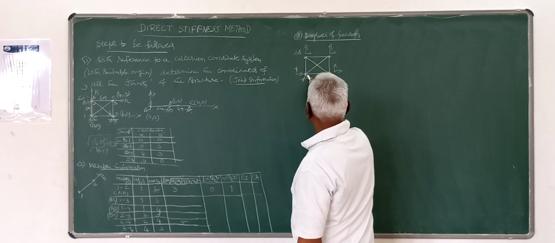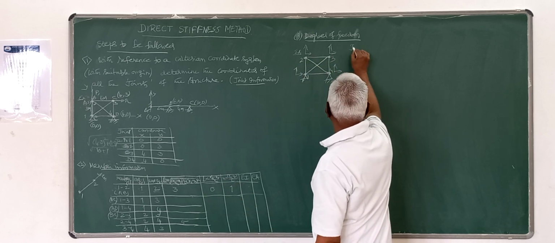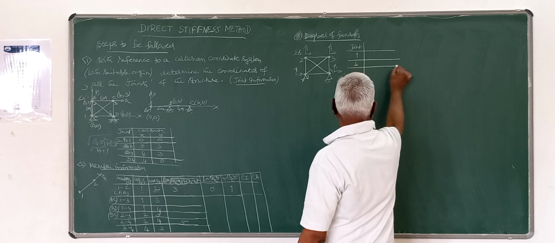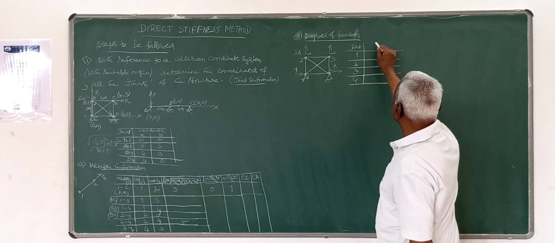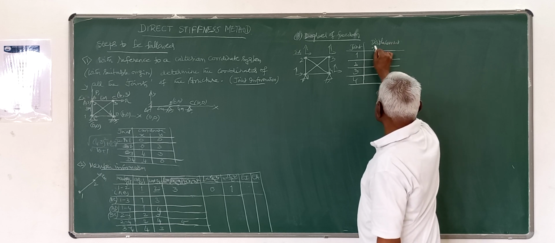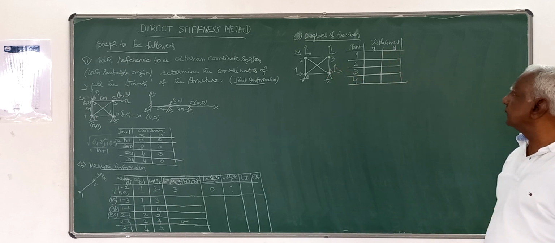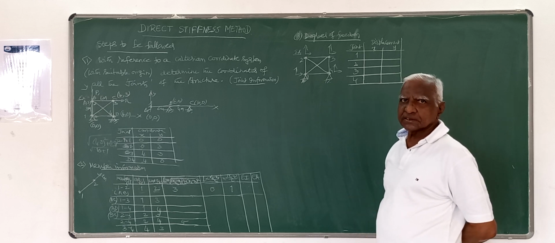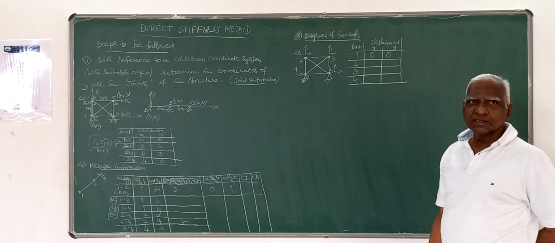Like this, these are the joints 1, 2, 3, 4. Then you have to say the x displacement and y displacement. There are 2 displacements which are possible, so you have to identify them. Joint 1 is a hinge joint, so no displacement is possible. You have to say both x and y displacements are 0.